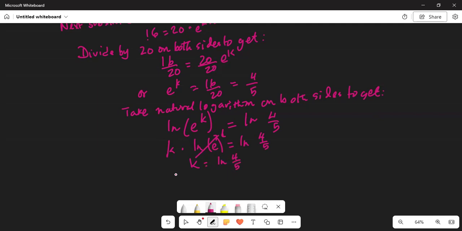Okay, so the final equation we get is y is equal to 20 e to the power of, for k we write, ln 4 over 5 times t. This is in parenthesis. Okay, so this is the final equation with which we will work.